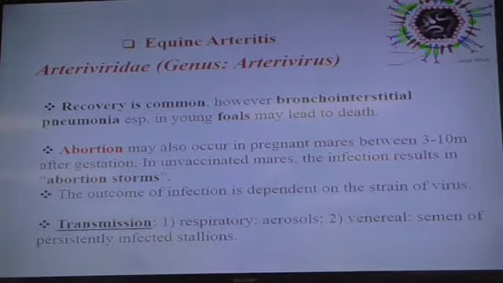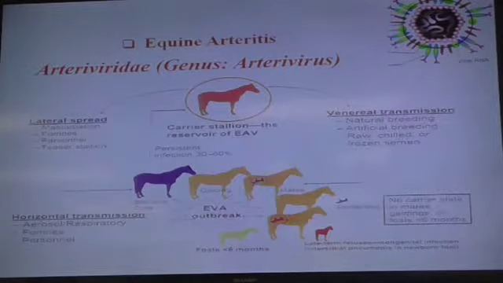Okay. So the transmission is respiratory, as I said, and venereal. If we talk a little bit about the transmission, the main problem is really the carrier stallion. These animals can carry the virus for a very long time and can shed the virus. Shedding the virus can be through masturbation, fomites, or personnel handling these horses, and a teaser stallion.